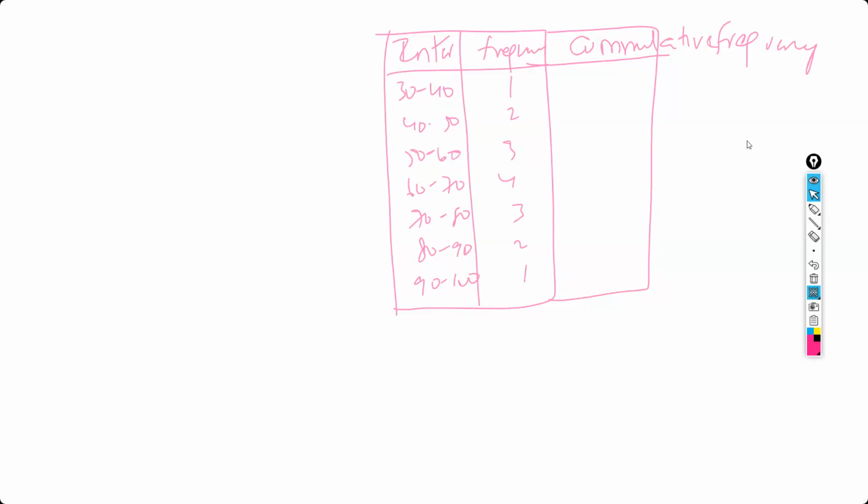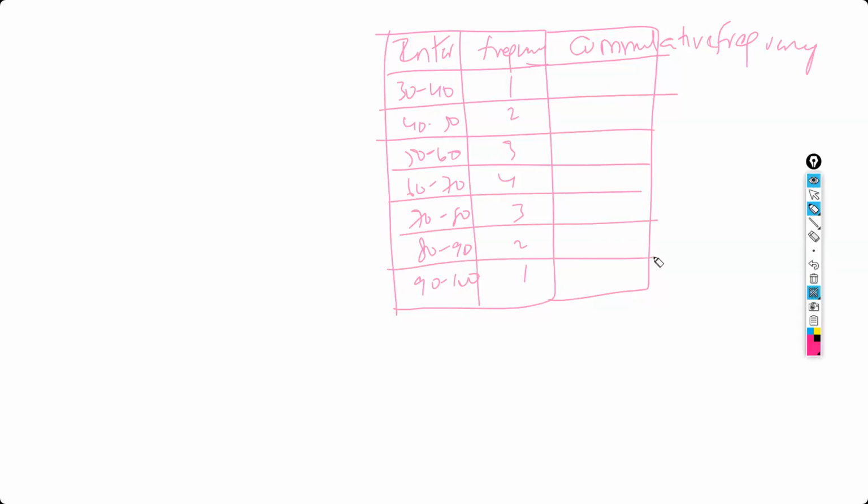Now next one is called cumulative frequency. What is the difference between frequency versus cumulative frequency? Frequency is calculated only for that interval. Cumulative means it's a combination. What is the frequency from 30 to 40? How many records are there? 1. Cumulative frequency 30 to 40 also is going to be 1. Whatever the number is there, that same number. First one will not have any difference.